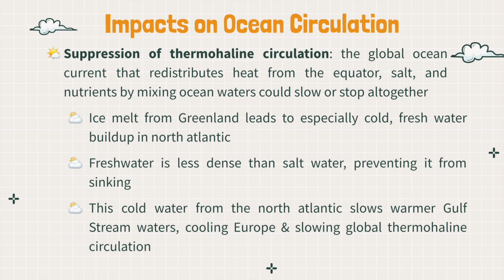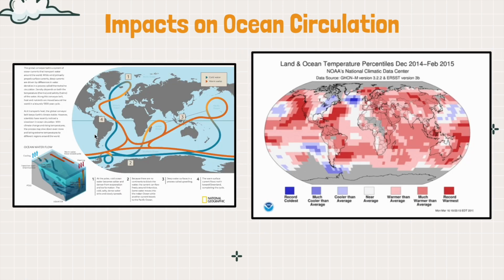So we won't get as much upwelling, we won't get that transfer of nutrients or that saltwater movement across the globe. And this is what we saw earlier this year with the thermohaline circulation. And these would be your differences in temperature based on the distribution of that thermohaline circulation.